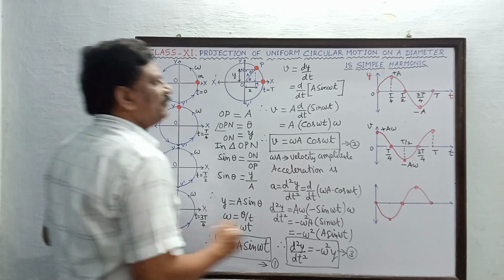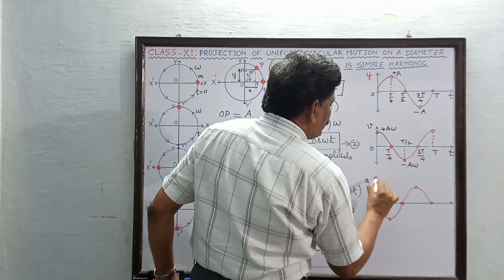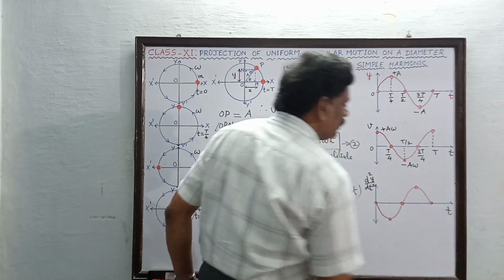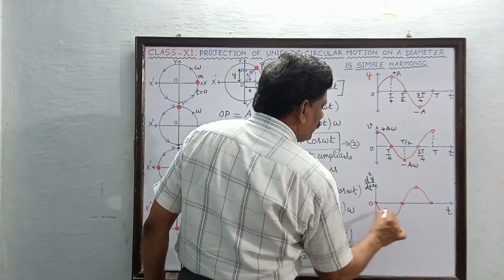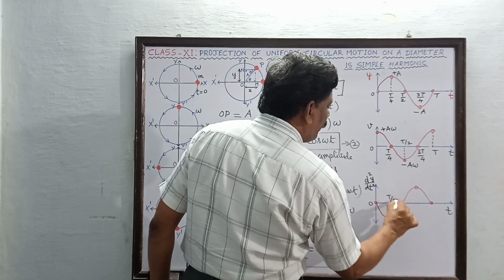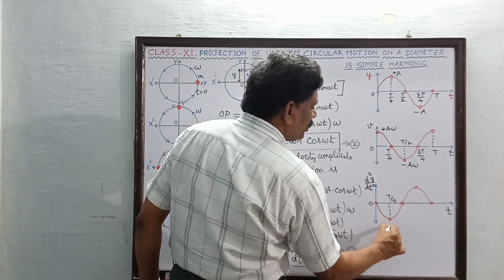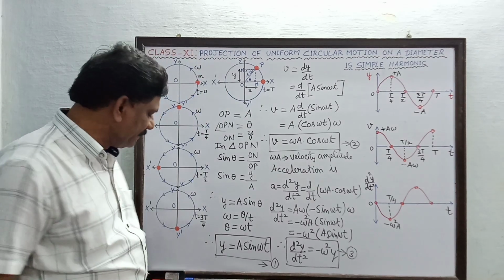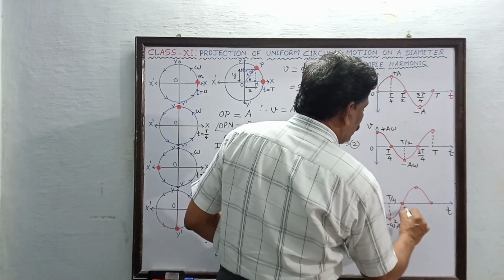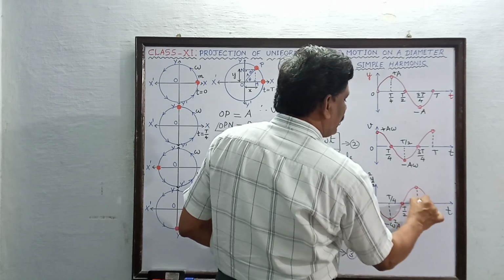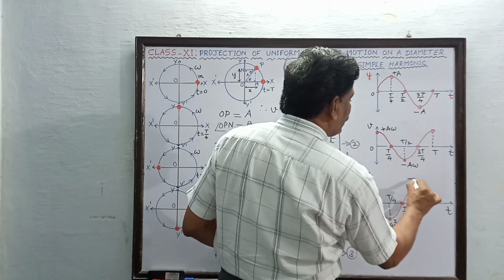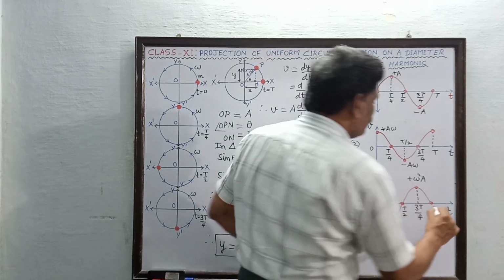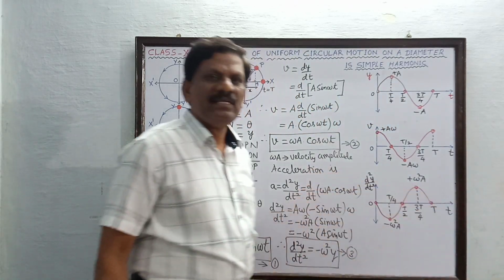Now what are all the points we have to write. So you can write d square y by dt square, that is acceleration with respect to time. So at an instant 0, at an instant t by 4, this acceleration is minus omega square into a. This is the maximum value of the acceleration. And next, at a time t equal to t by 2, it is 0. Then at a time t equal to 3t by 4, the acceleration is positive maximum, plus omega square into a. And at a time t equal to 1 period, the acceleration is 0.